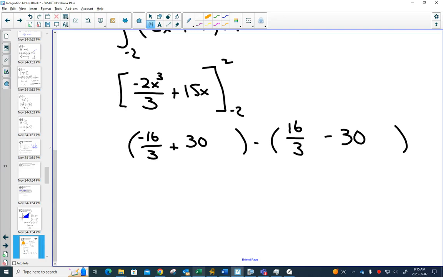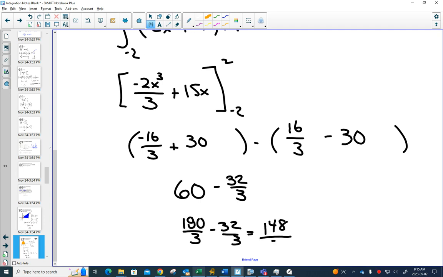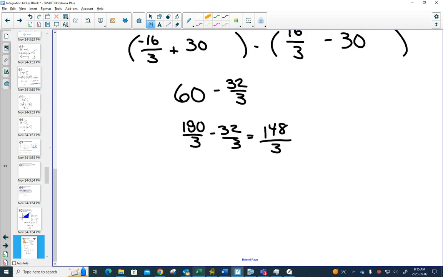And sometimes when I'm working with numbers like this, I will put together my fractions and numbers separately, just easier with mental math. And you see that you're going to get 30 plus 30. It's going to give you 60. And you're going to get negative 16 over 3 minus 16 over 3, which is negative 32 over 3. If you wanted to write your answer as a single fraction, you'd have to have a common denominator. And you get 148 over 3.